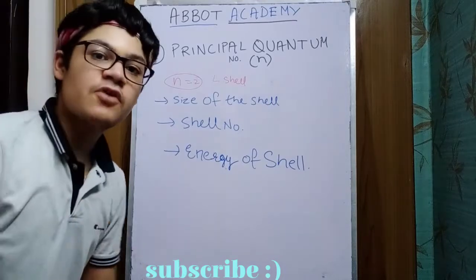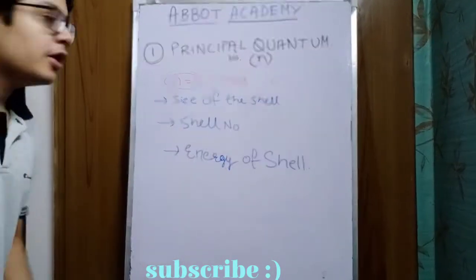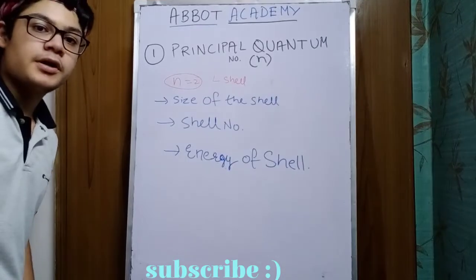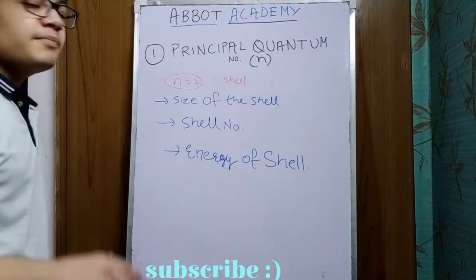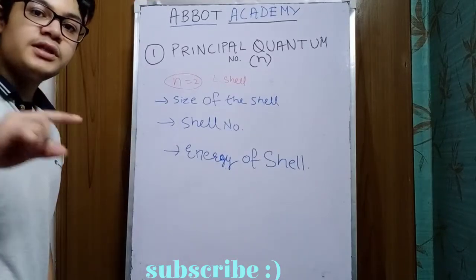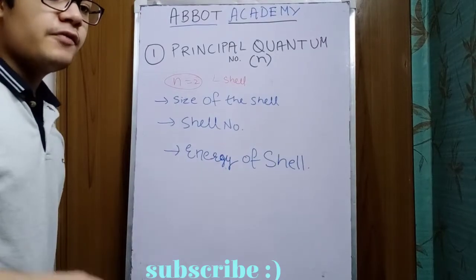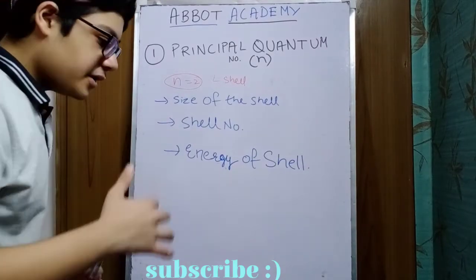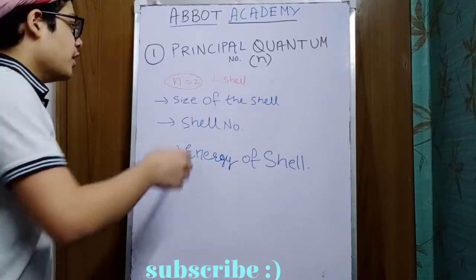Now we will discuss the principal quantum number, that is denoted by small n. So what is basically the principal quantum number? As the name suggests, principal, it is the main quantum number, you can say. By knowing just the principal quantum number, you can tell everything about the electron, and all the shells are related to it. So, let us talk about it.